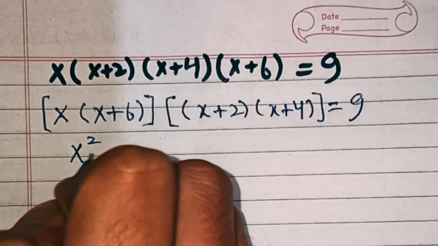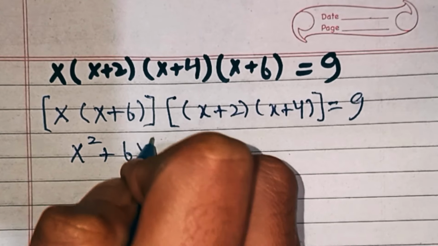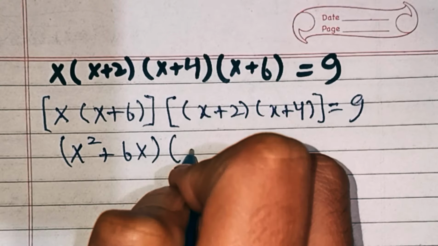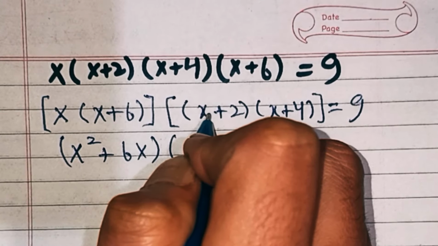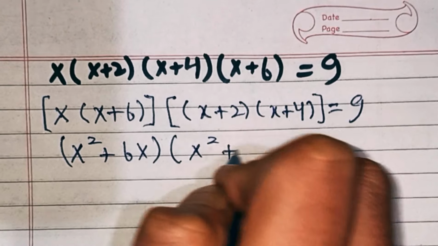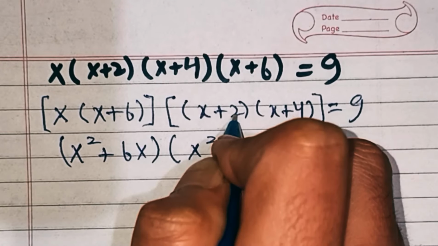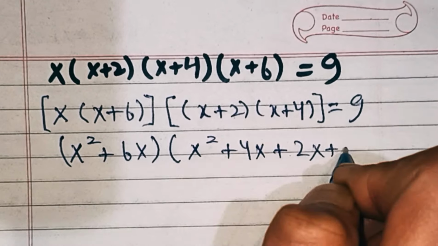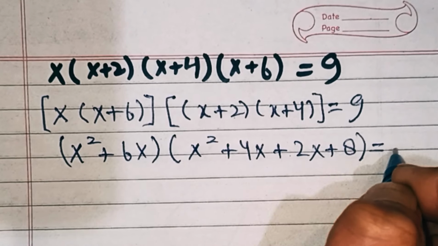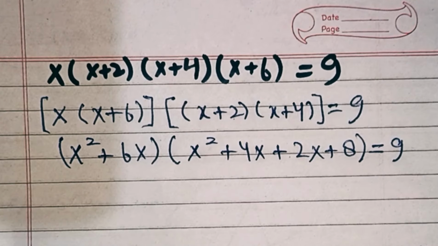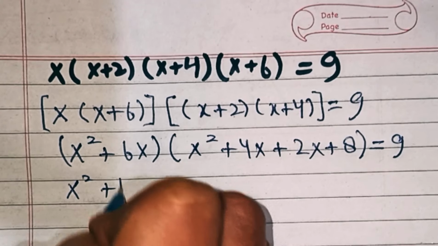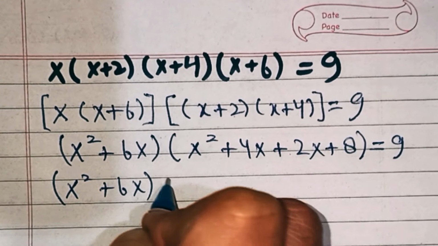This x times 6 is 6x. And from here, this x times x is x square. Then this x times 4 is 4x. Then 2 times x is 2x. Plus then 2 times 4 is 8. Equals 9. Then we can write this as x square plus 6x bracket.